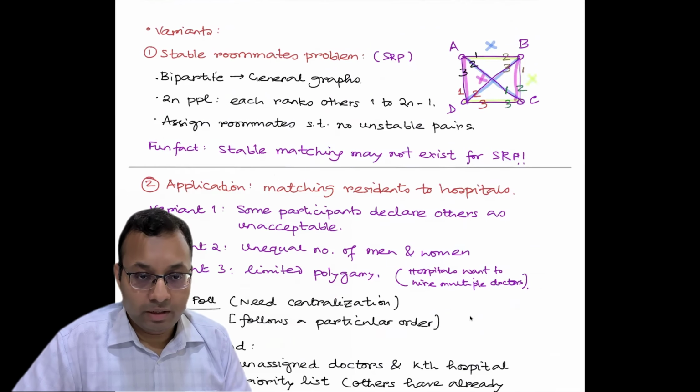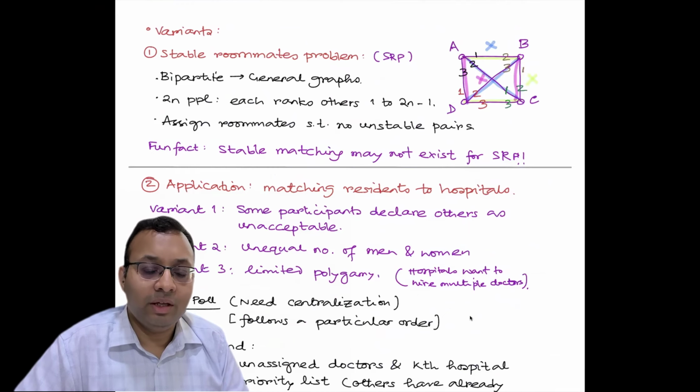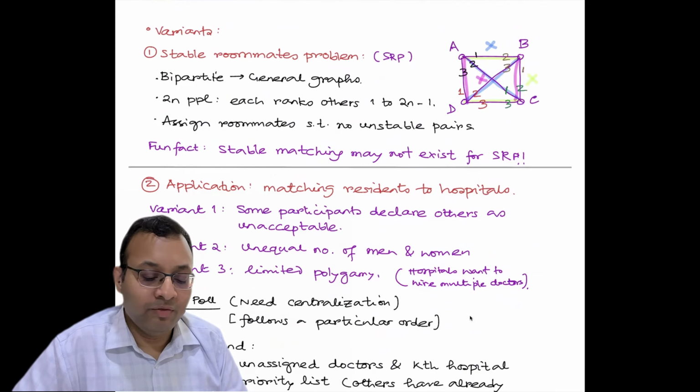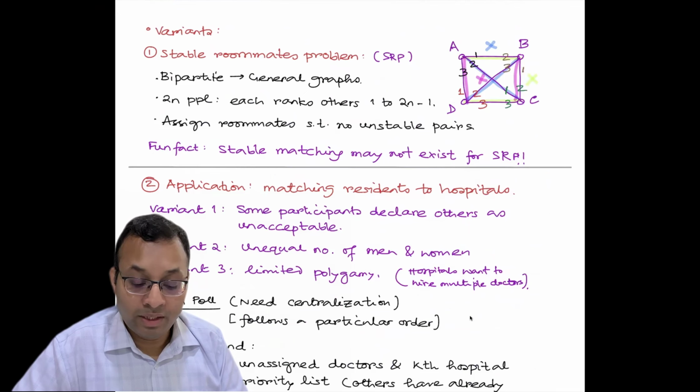Now there are several variants. What's interesting is that instead of a bipartite graph, if you go for general graphs, let's say there are 2n people, it's the roommate problem. I ask: there are orderings of all 2n minus 1 other people, and can we find a stable pairing? That may not exist.